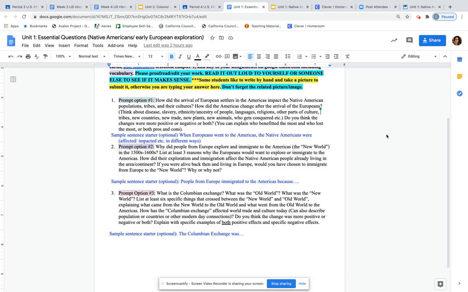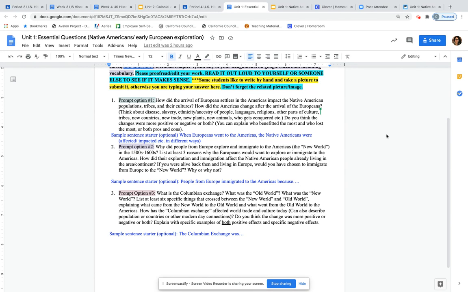Okay, so let's get into your choices for this first essential question prompt. It says prompt option number 1, how did the arrival of European settlers in the Americas impact the Native American populations, tribes, and their cultures? How did the Americas change after the arrival of Europeans? And you can think about a lot of things for this question. This is pretty much overall for the whole unit.